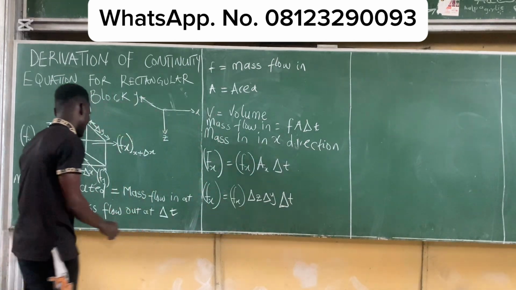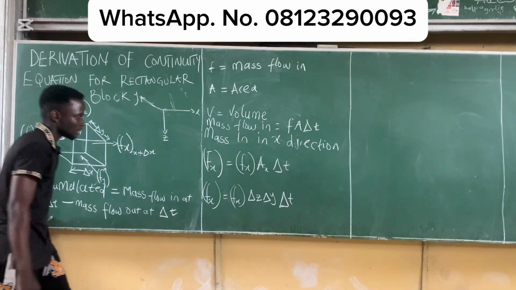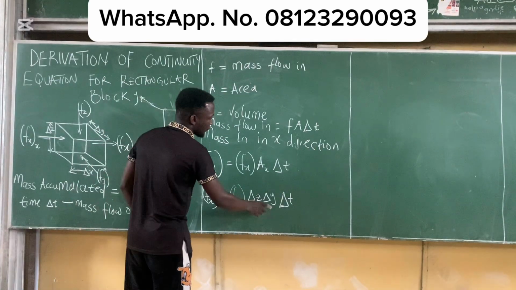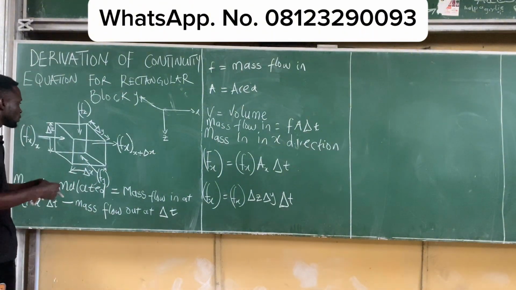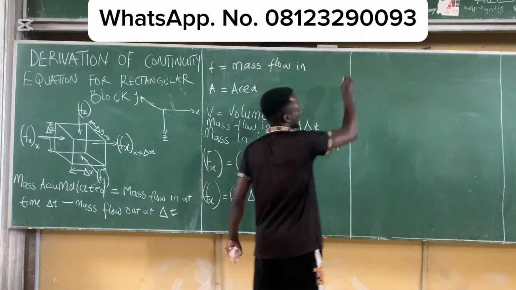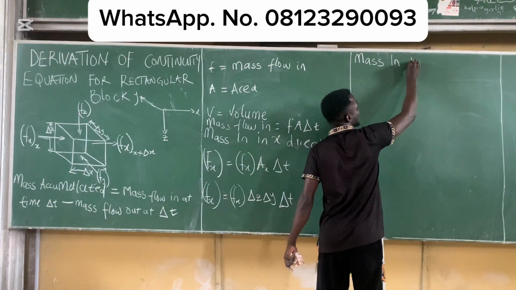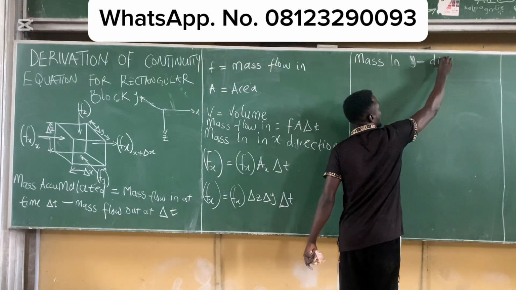This change in t means that, remember, they say mass flow in at time delta t. So it becomes mass flows in at delta t. So this becomes the mass that flows in the x direction. The next step now is to get the mass that flows in the y direction. So this will be the mass in the y direction.